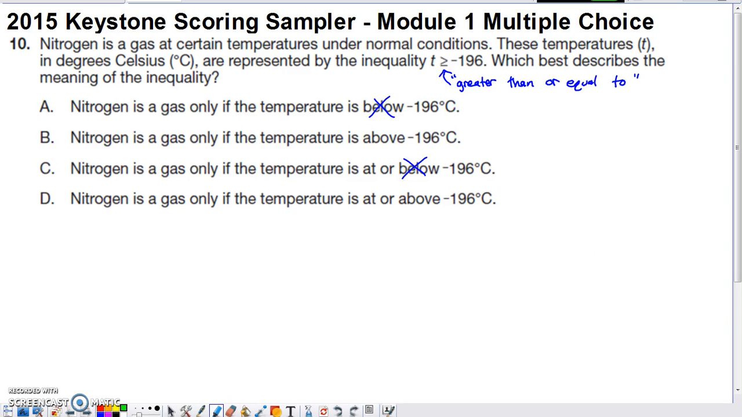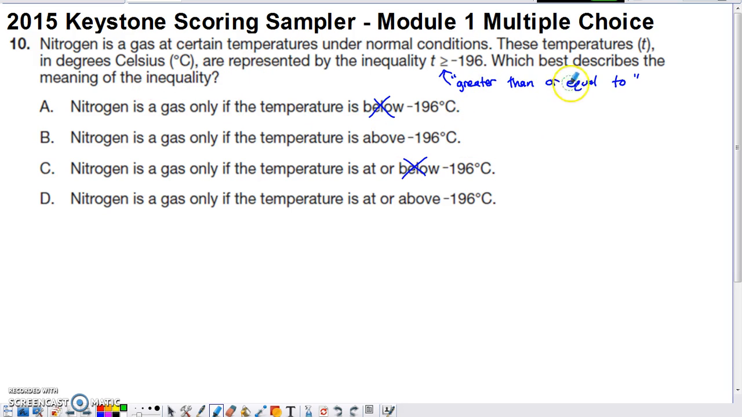And then the last question in this list, another inequality problem here. Nitrogen is a gas at certain temperatures under normal conditions. The temperatures T in degrees Celsius are represented by this inequality right here. I looked at that symbol and realized it's greater than or equal to, so T is greater than or equal to negative 196. Which best describes the meaning of the inequality?